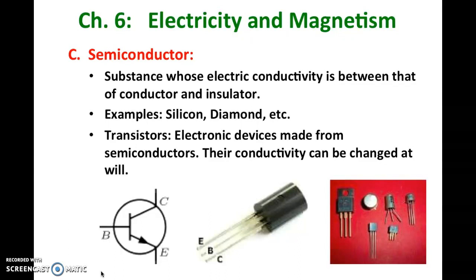A substance whose electric conductivity is between conductor and insulator is called a semiconductor, such as silicon, diamond, and so on. Semiconductors are used to make transistors, whose conductivity can be changed at will.